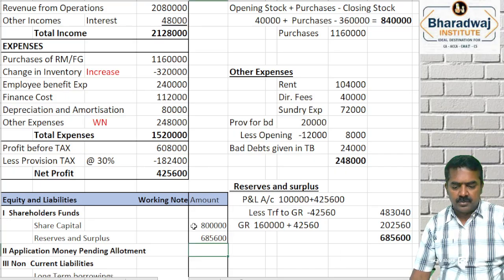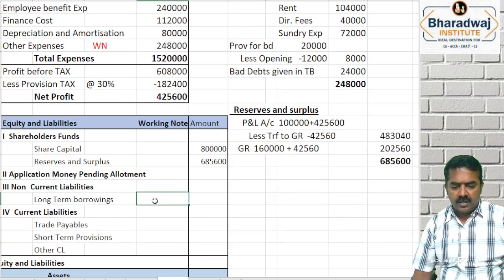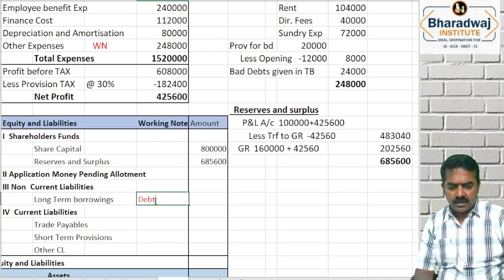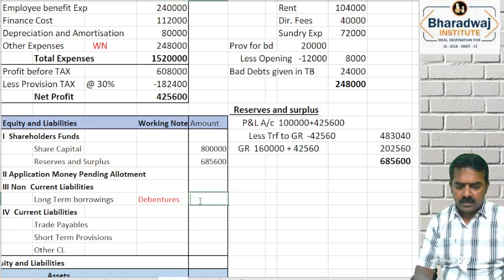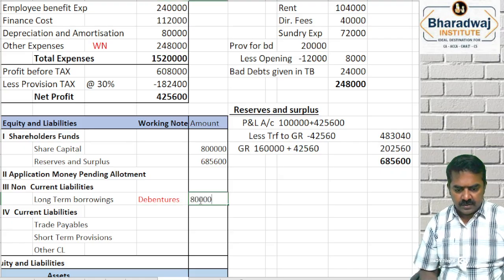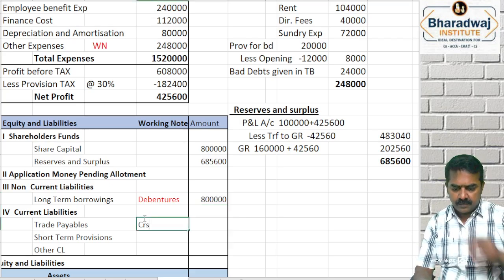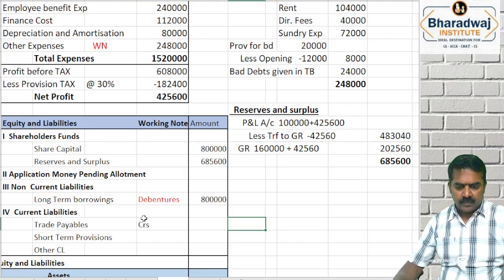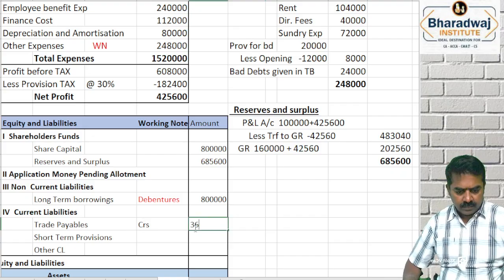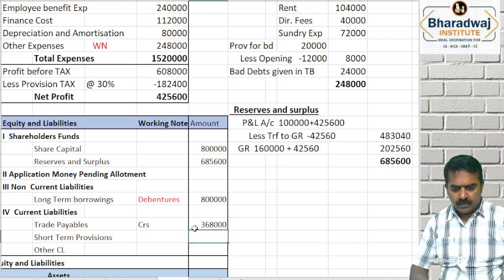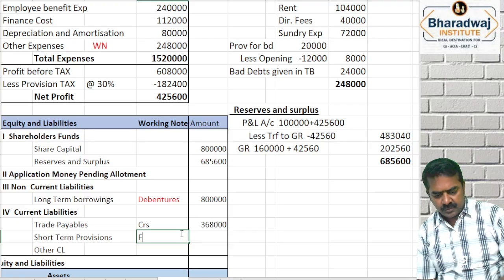Tell me the other items for the balance sheet. What will come under long-term borrowings? Debentures. 8 lakhs, sir, 8 lakhs debentures. Is there trade payable? Creditors. 3 lakhs, sir. Short-term provision for tax.